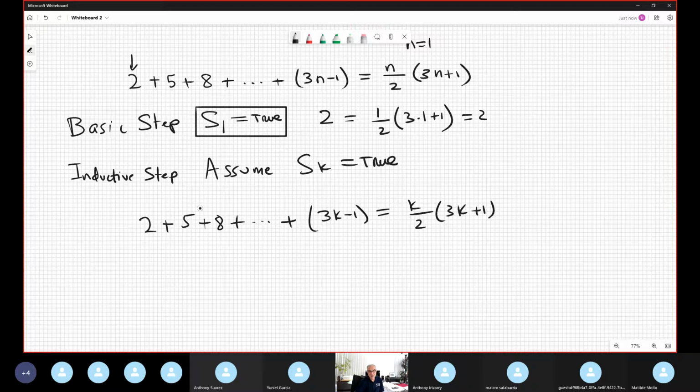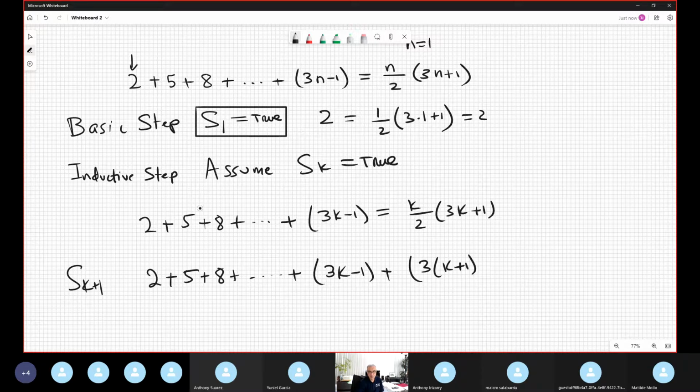However, under these assumptions, I want to investigate what happened in x_{k+1}, which is the next. It says 2 plus 5 plus 8 plus ... plus 3k minus 1 plus, I included, 3(k+1) minus 1. Let me try to manipulate this separately here. 3(k+1) minus 1 is 3k plus 3 minus 1, which is 3k plus 2.